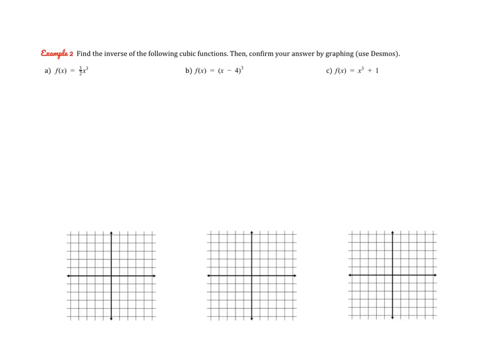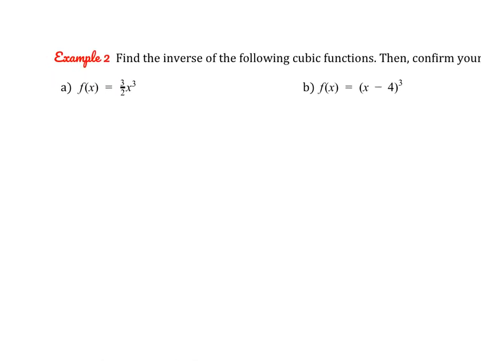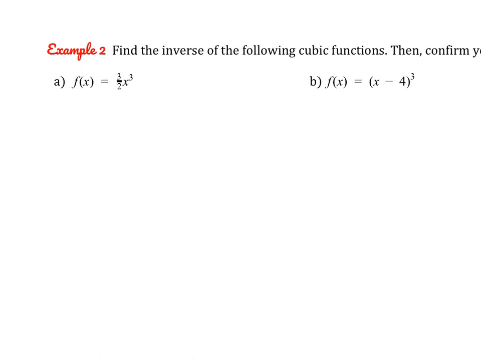All right, so let's give a few of these a try together. Again, we're going to find the inverse, and then we're going to graph them both to confirm our answers. Here we're going to start by swapping x and y. So we say x equals 3 over 2 y cubed. We want to make sure to isolate y cubed. So we can multiply both sides by the reciprocal to clear the 3 over 2. We can multiply both sides by 2 over 3.